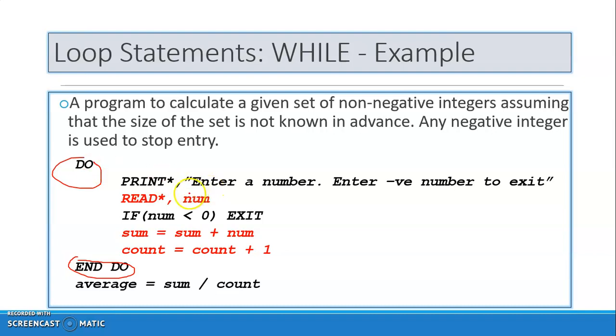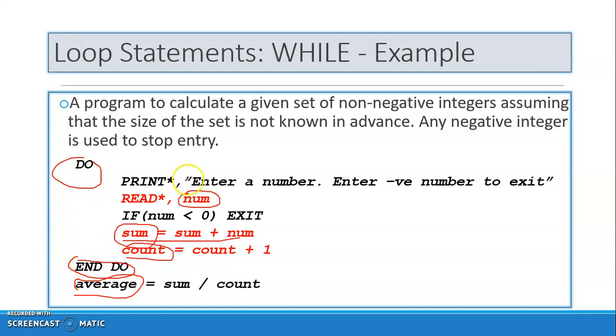For example, we are using a num variable here, which we are assuming is a variable of data type integer and has been declared before. And this statement is also using the sum variable. We are making an assumption that the sum has also been declared and initialized to 0. And we have another variable here called count, which we are assuming has been initialized to 0 as well. Then we have average as another variable.